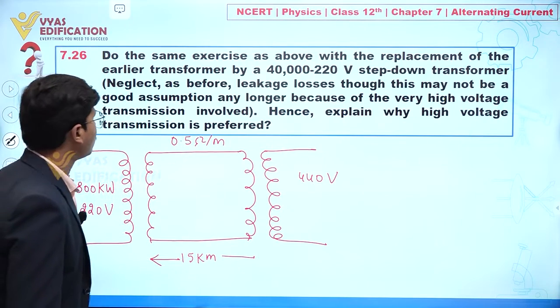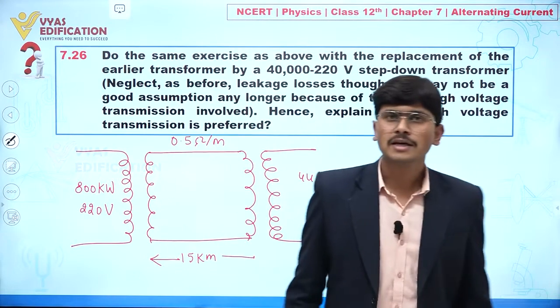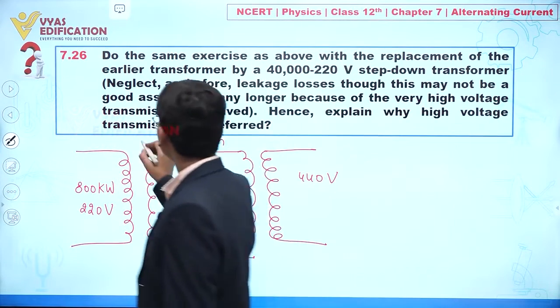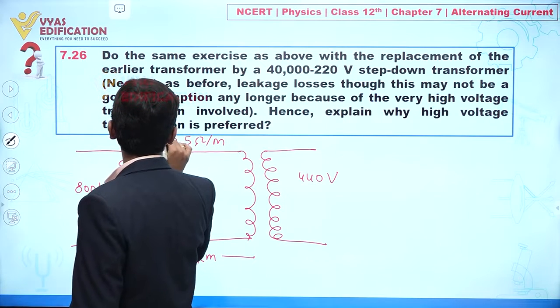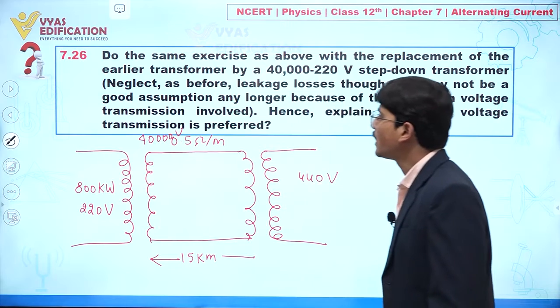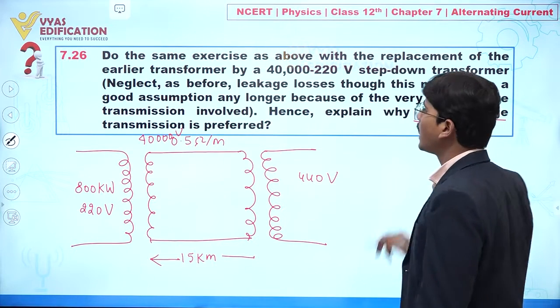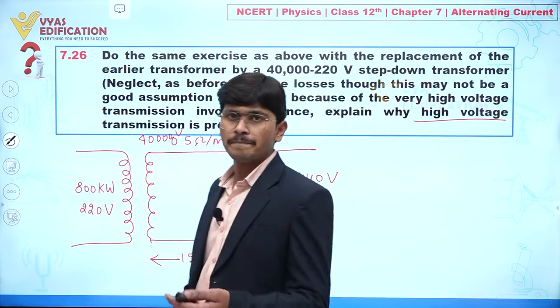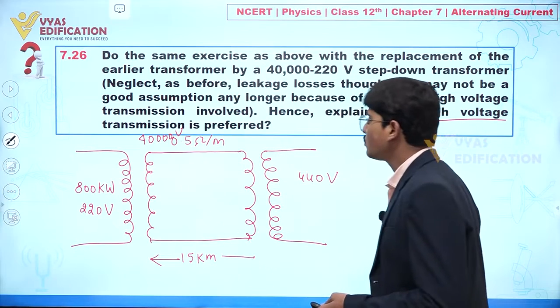So now only one change is taking place in this question. Instead of 4000 volt, now it is 40,000 volt. Now we have to find which one is good: is high voltage transmission preferred? Why? So now let us try to understand.